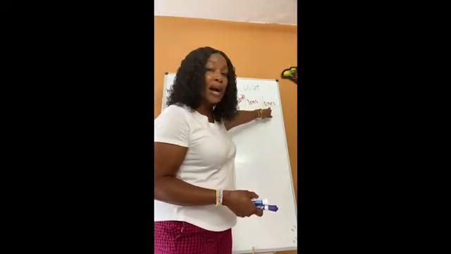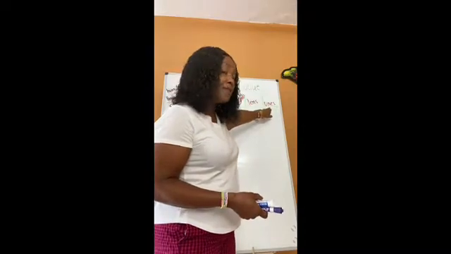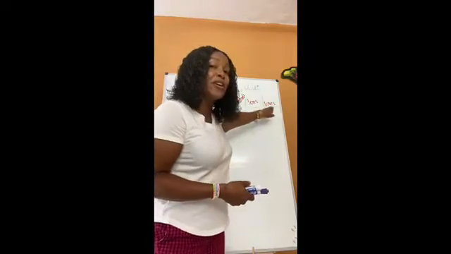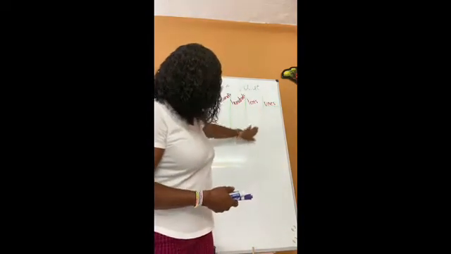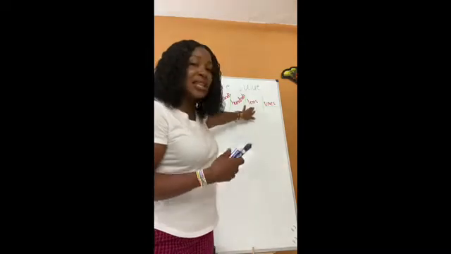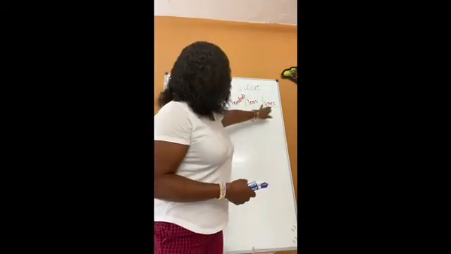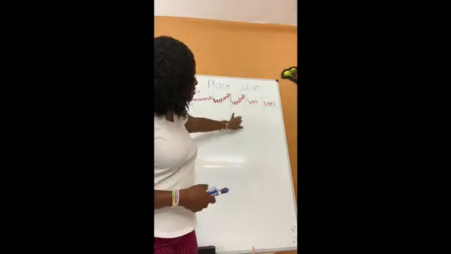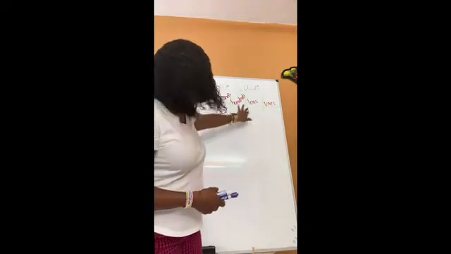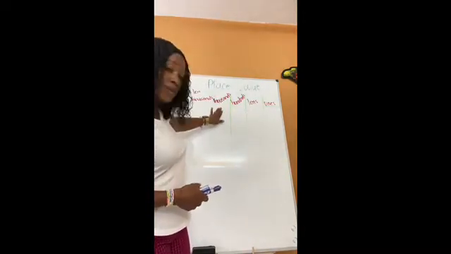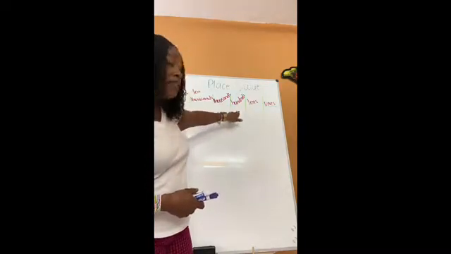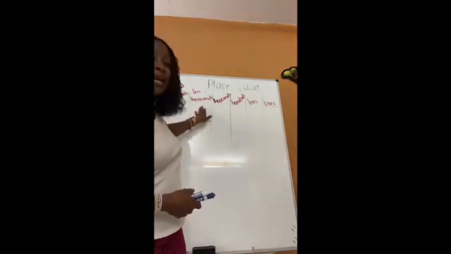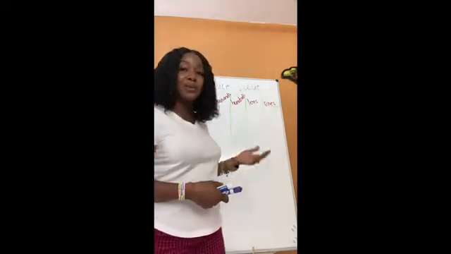So here we have ones. If I move to the left, I get to tens. It means that tens is 10 times bigger than ones. So the digits in this column would be 10 times greater than the digits in this column. Next, we have hundreds. The hundreds column is 10 times greater than the tens column. The thousands column is 10 times greater than the hundreds column. And we could go on. The 10,000s column is 10 times greater than the thousands column.